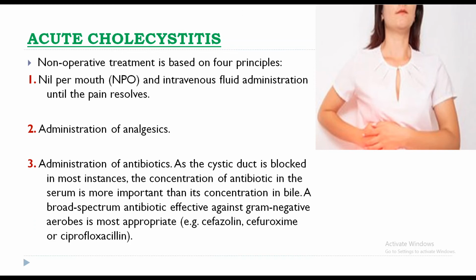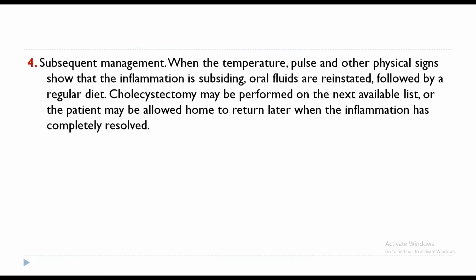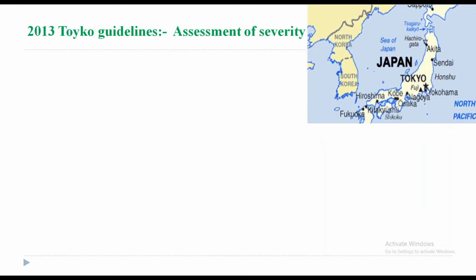In most instances, the concentration of antibiotic in the serum is more important than the concentration in the bile. A broad spectrum antibiotic effective against gram-negative aerobes is most appropriate, like cefazolin, cefuroxime, ciprofloxacin. The 4th step is subsequent management when the temperature, pulse, and other physical signs show that inflammation is subsiding. Oral fluids are reinstated, followed by a regular diet. Cholecystectomy may be performed on the next available list, or the patient may be allowed home to return when the inflammation has completely resolved.